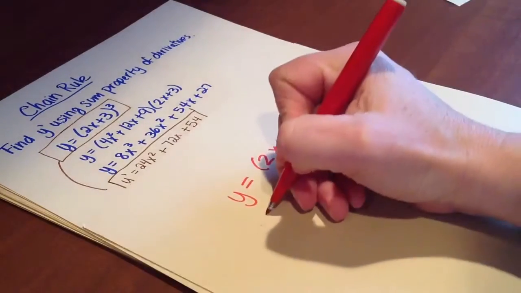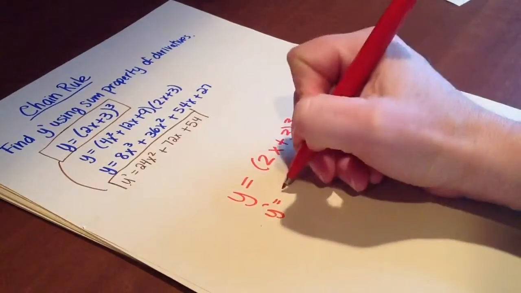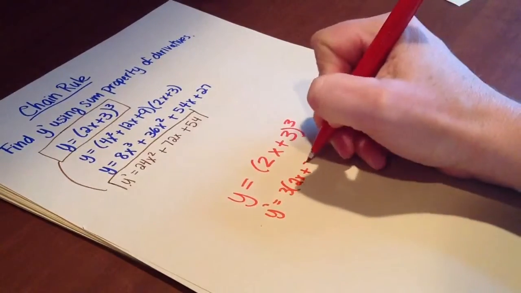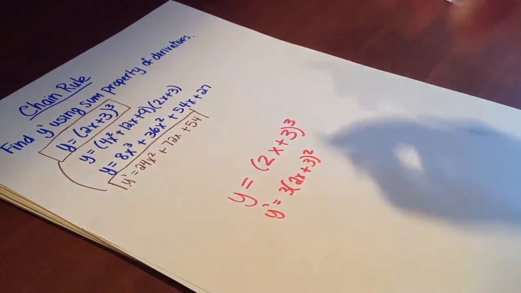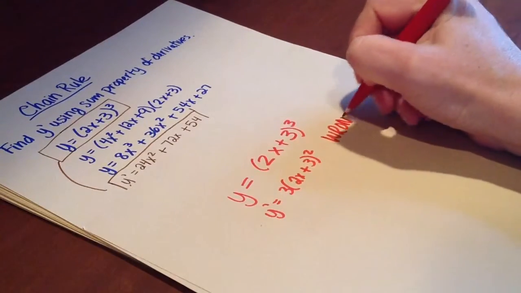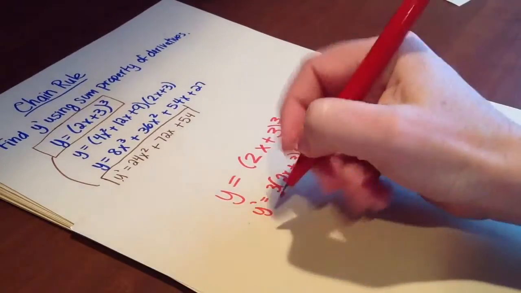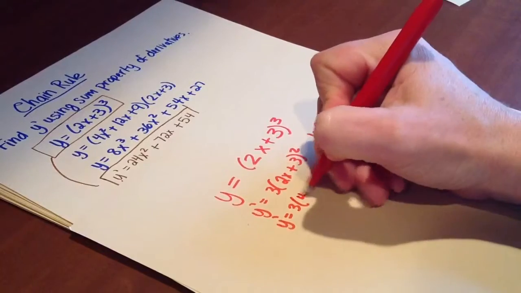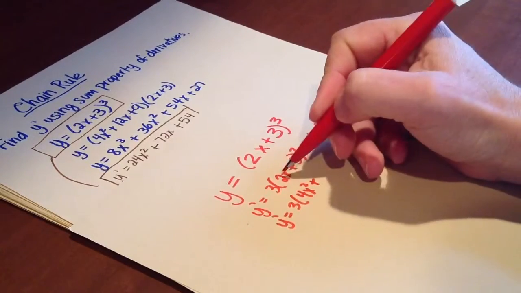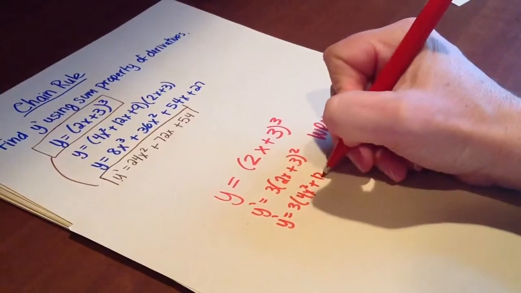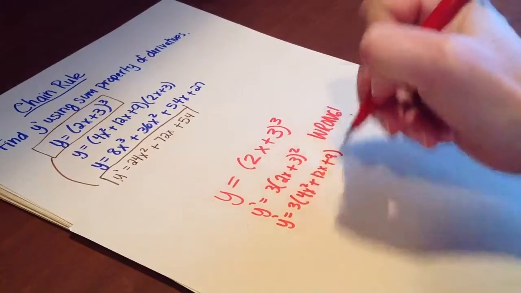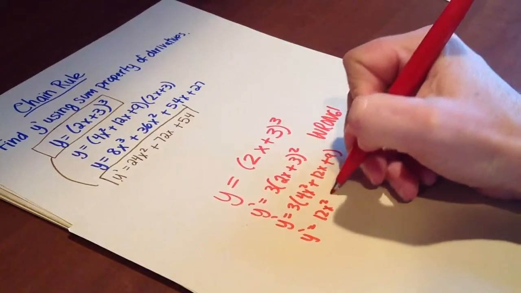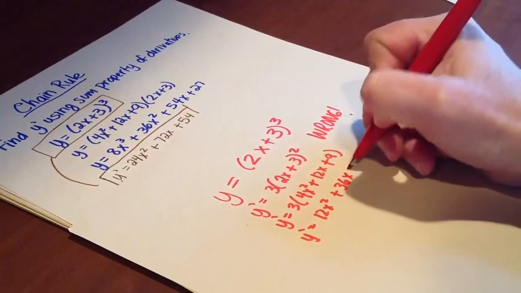A lot of people will think, okay, I'm going to take the derivative, so I'm just going to use the power rule. So they're going to put 3 times 2x plus 3 to the second. Okay, and that is wrong. I'll show you why in a second. If you go y prime, then you're going to go 3 times 4x squared plus 6x plus 12x plus 9. Okay, and then y prime is going to result in 12x squared plus 36x plus 27.